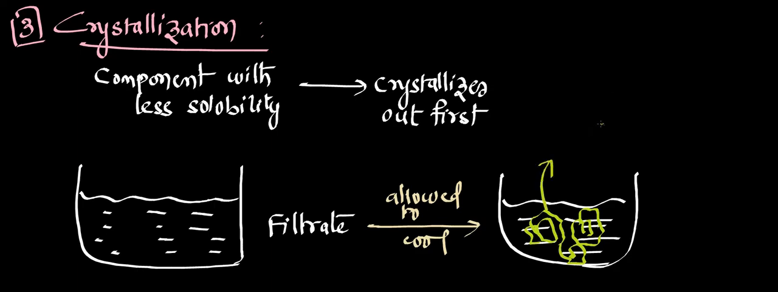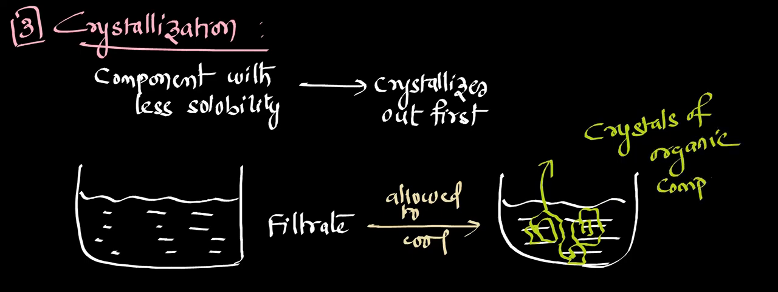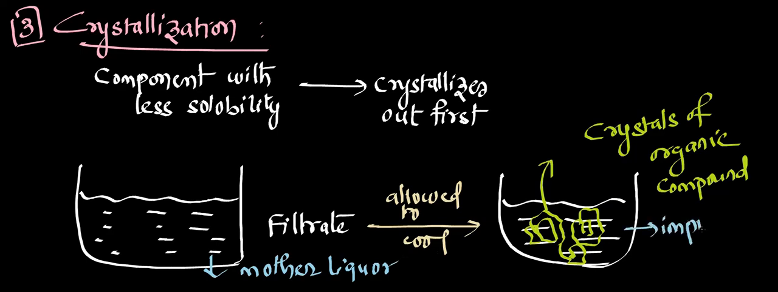So these are the crystals of the organic compound. What about the impurities? The impurities stay back in the solution itself. Okay. So this is called the mother liquor. So what happens to the impurities? The impurities stay here itself. Okay.